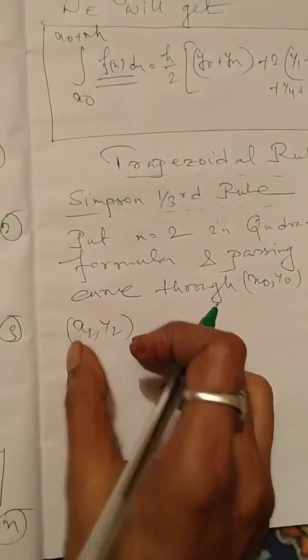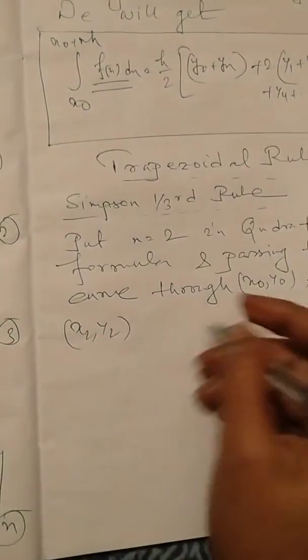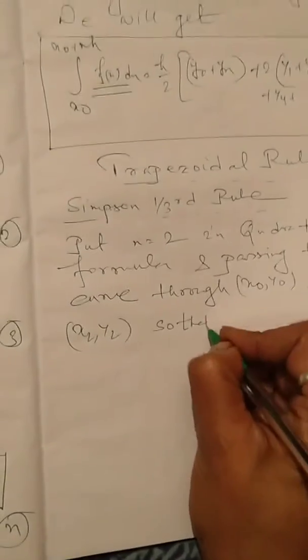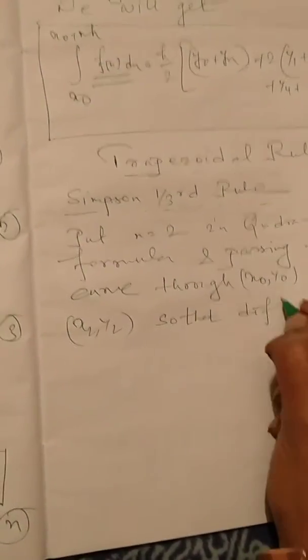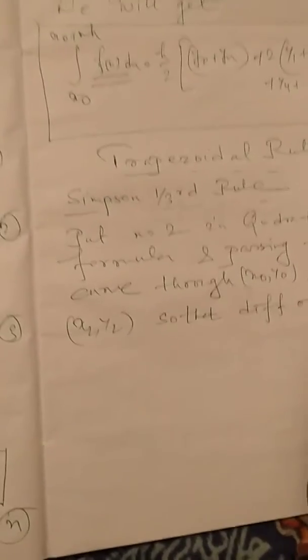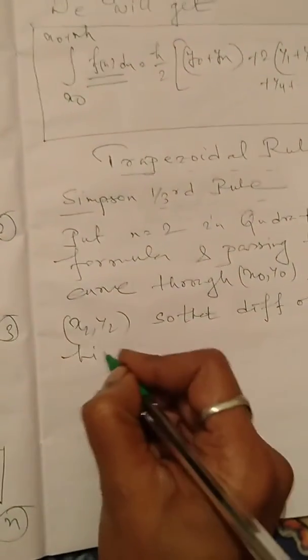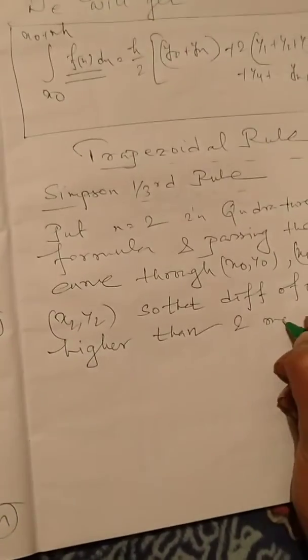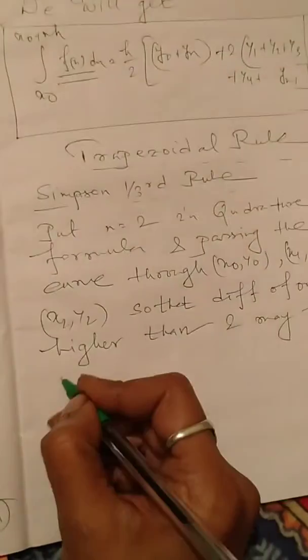So here we are adding one more coordinate, so that differences of order higher than 2 may be ignored.